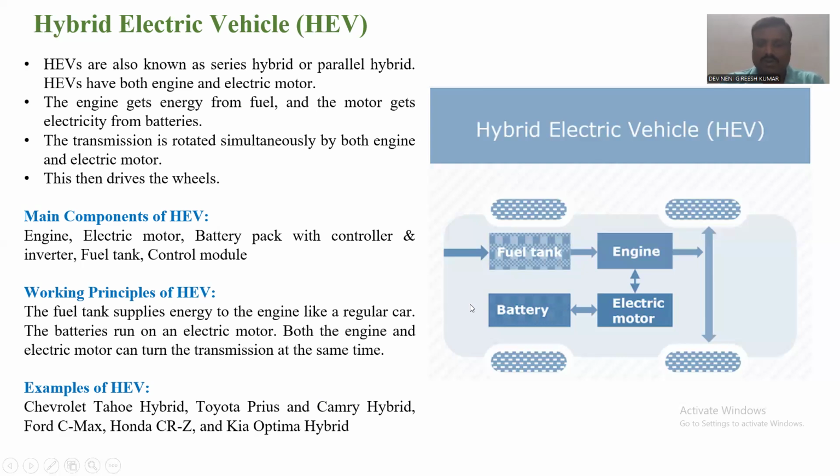So coming to the major components, these are the major components. One is the fuel tank, another one is the engine, third one is the electric motor, and fourth one is the battery. And also some control modules are there and some power converters are there in between the electric motor and battery. That we'll see in the next slides.